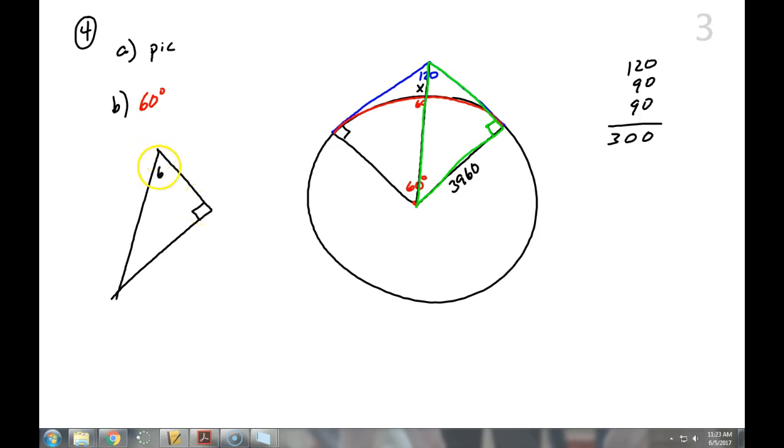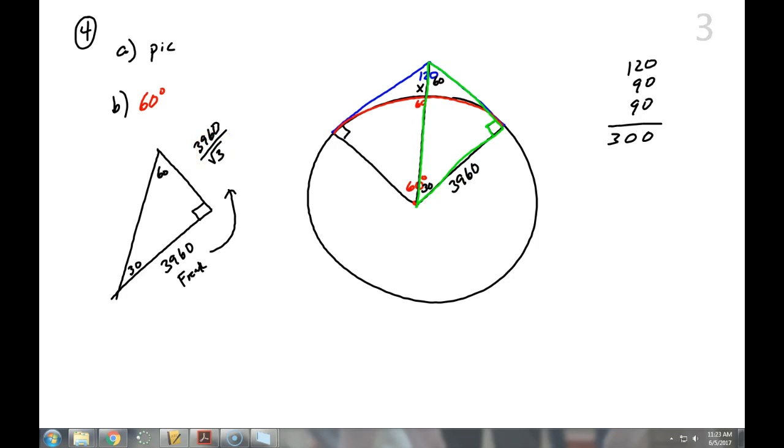This angle up here is 60, because when I chop this 120 in half, I get 60. And when I chop the 60 in half, this is 30. So this is a special right triangle. I know that this side is 3960, and this is the middle side. I could use SOHCAHTOA if I wanted to, but I'm going to use the trick that to go to the baby, I just divide by the square root of 3. That's a trick we learned before with special right triangles.